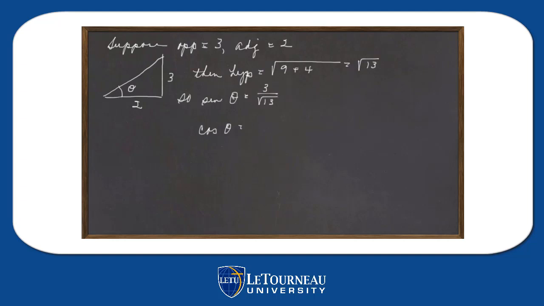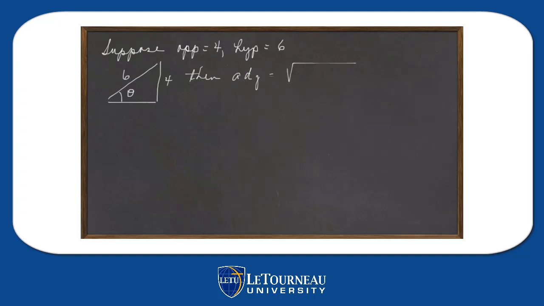So the sine of theta is 3 over the square root of 13, cosine 2 over the square root of 13, and then tangent, and remember the others are reciprocals. So it's easy to write them down. All right, let's try another one. Suppose the opposite is 4 and the hypotenuse is 6. Now we have to find the adjacent, and it will be the square root of 36 minus 16, or the square root of 20.